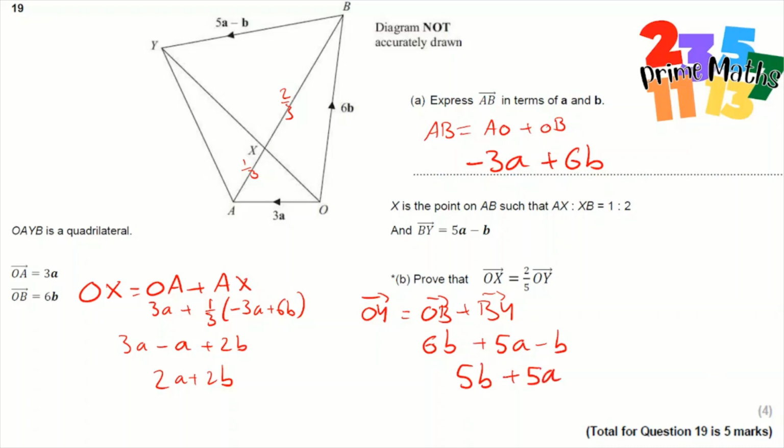I can then show that one is 2/5 of the other. I can say that 2/5 of OY is equal to 2/5 of 5B plus 5A, which is equal to 2A plus 2B, and that we can see is O to X.